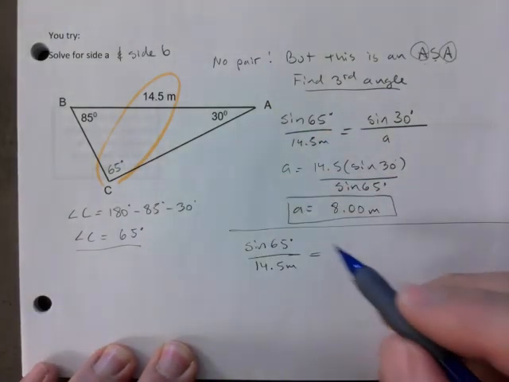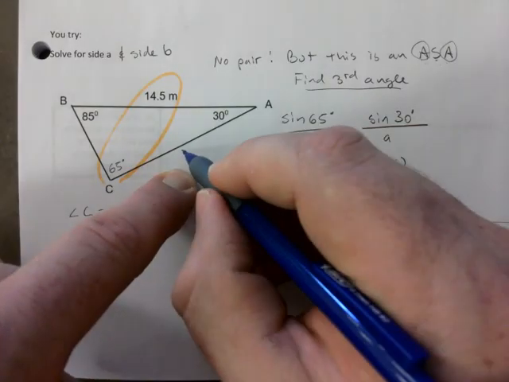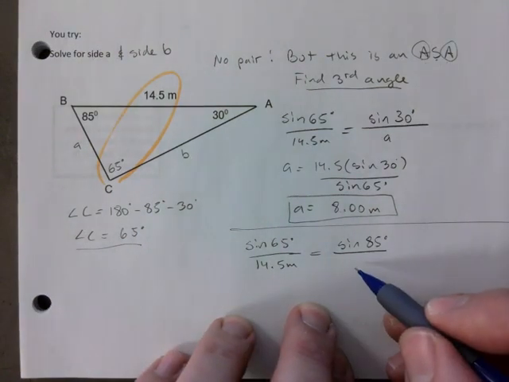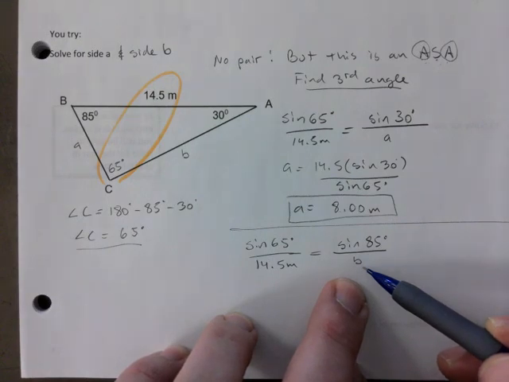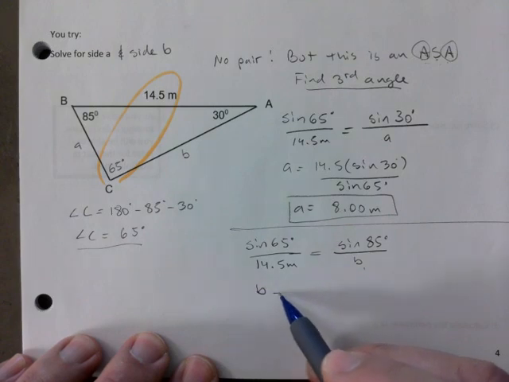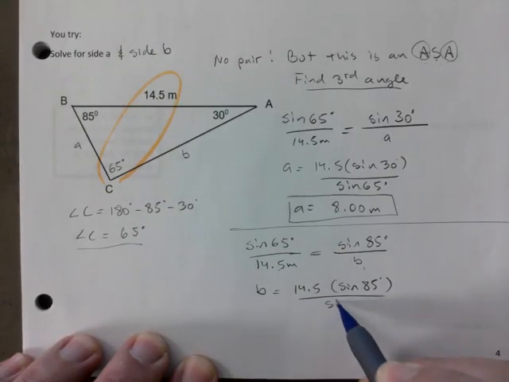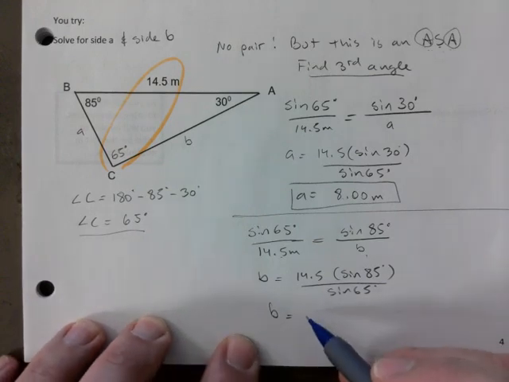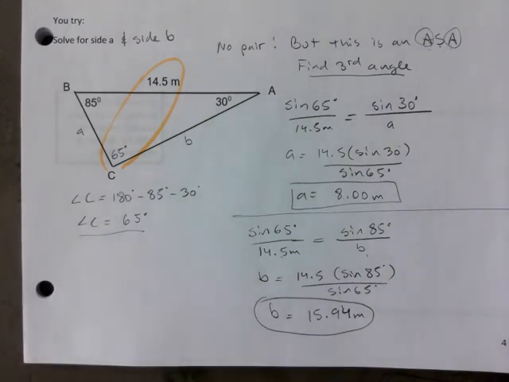Okay, so sine of 65 over 14.5 and then sine of 85 over side of B. So this is B, across from A is A, right? So you're always dealing with opposite angles. Are we expecting B to be the longest side? We do, because it's 85 degrees, right? So a couple things to keep in mind. So 14.5 times that divided by sine of 65. So B is 15.94 meters, which we expected. This triangle is now solved, right?